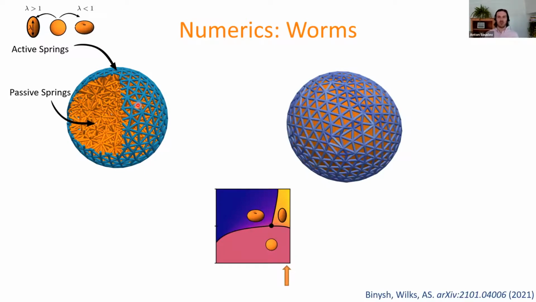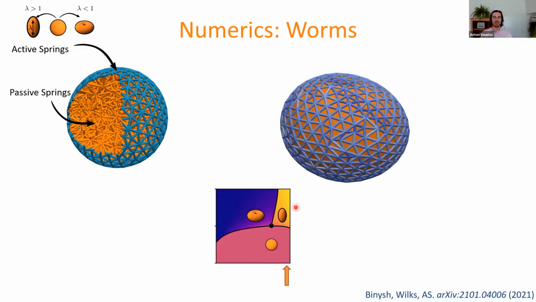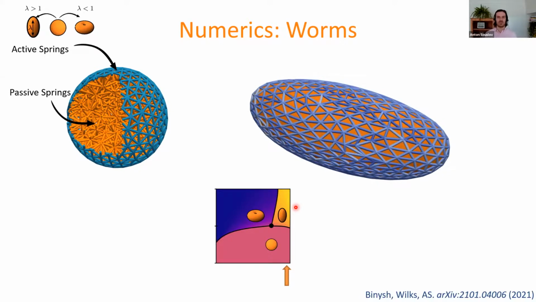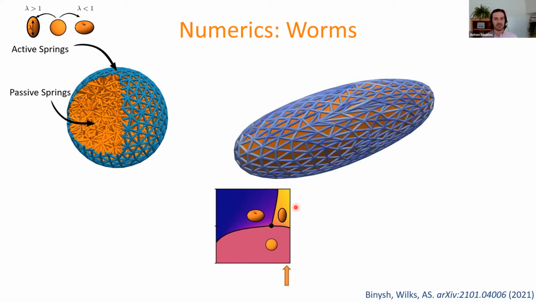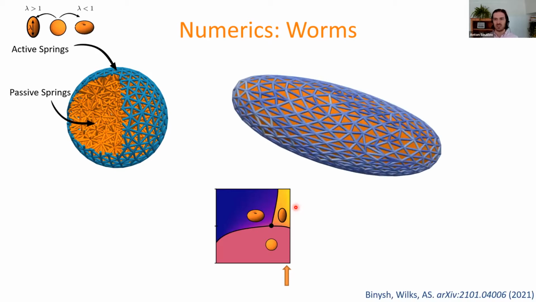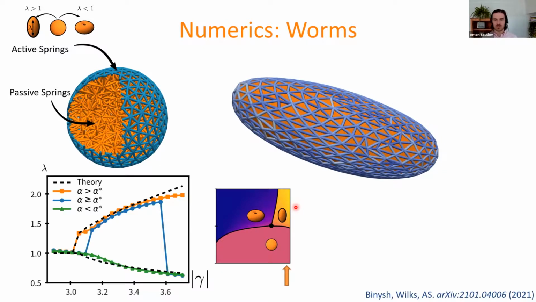So let's start out with an example on this phase diagram that I showed you before, where you have a transition between a sphere and the worm. And this is exactly the video that I played to you in the beginning of this talk, right? So you start out with a sphere. Once you drive it sufficiently, you increase the active surface tension enough, it will deform into a worm. And that's because we've started with a material that has a high elastic nonlinearity.